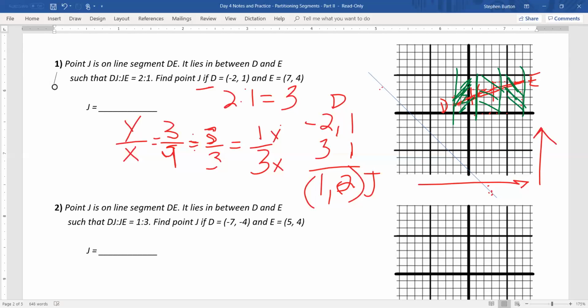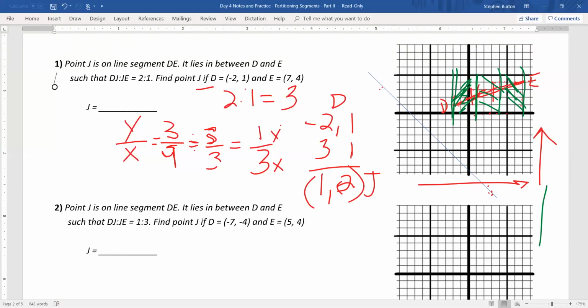Wait, but wasn't the ratio 2 to 1, and that would just be 1 to 2? Oh, you're right. It was 2 to 1. So really, it would push it instead of adding. Yeah, you're right. It is a 2 to 1 ratio. It still gives us 3 partitions. That one was very short, too close together. Let's try another one.